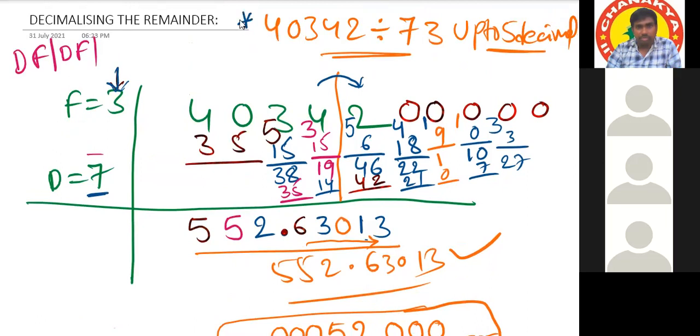Yeah, this is the question. 40342, we have to divide this number by 73 and we have to continue up to 5 decimal places. Okay, sir. Yeah, and let me explain one more question.